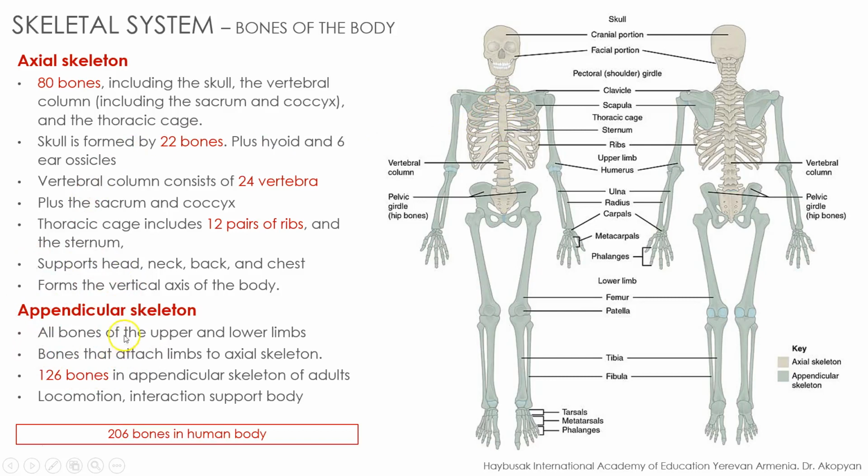The appendicular skeleton includes all of the bones of the lower and upper extremities and the bones that attach these extremities to the axial skeleton. All in total, 126 bones comprise the appendicular skeleton. The appendicular skeleton functions for locomotion, interaction, articulation, and support of the body. The lower extremities are also weight-bearing.